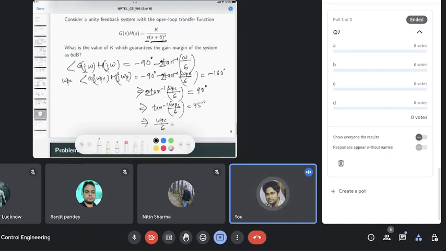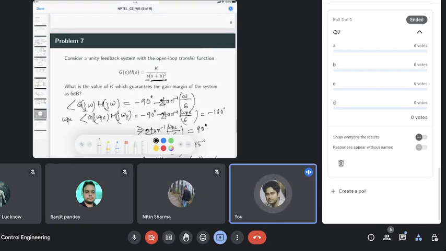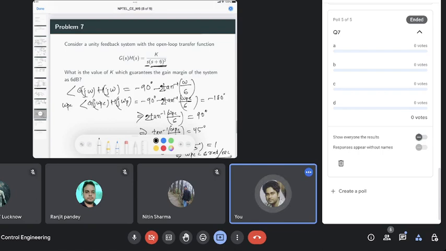omega_pc/6 will be tan 45, and this is equal to 1, right? That means your phase crossover frequency is 6 radian per second. Okay, so once you get this phase crossover frequency, you just compute the gain of the system there.